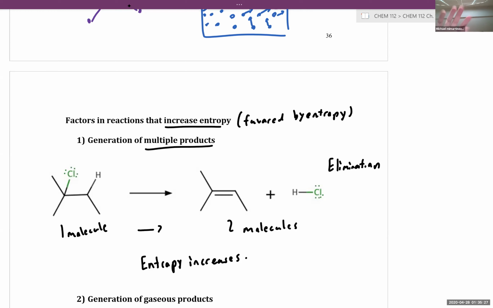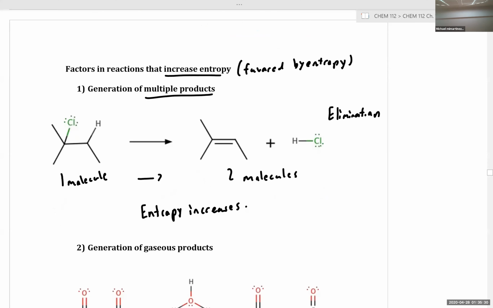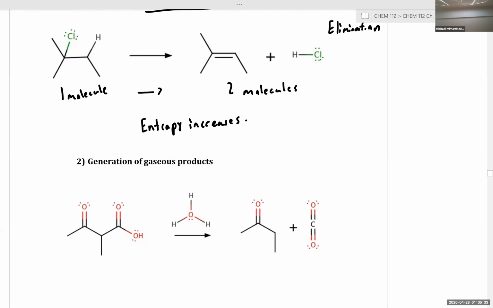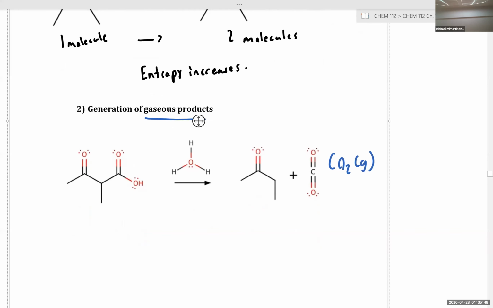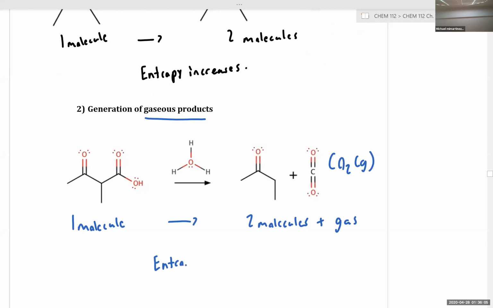Okay, the second major way that a reaction can be favored via entropy is if it generates gaseous products. So generation of gaseous products is also a wonderful way to drive reactions forward. So this carbon dioxide gas, in addition to the fact that this reaction goes from one molecule to two molecules, we have a bonus. Plus, we're also generating a gas, which is generally a higher entropy species. So as a result of this reaction, our entropy increases.